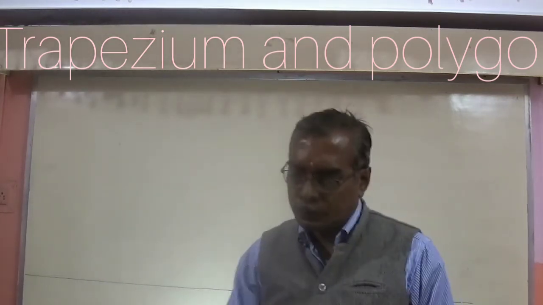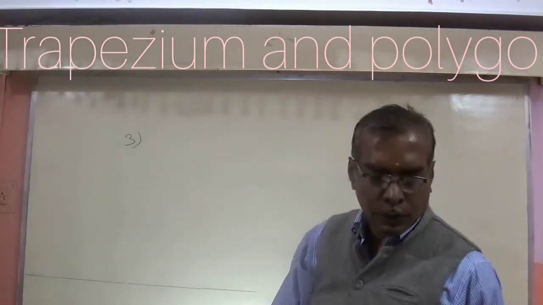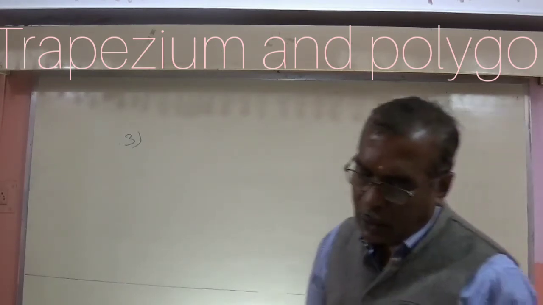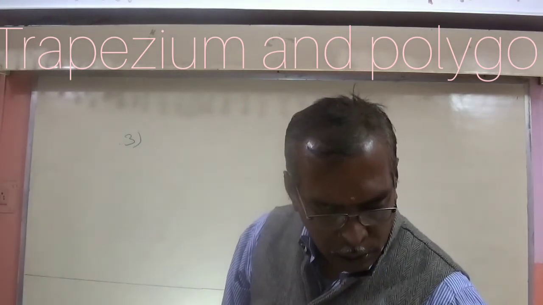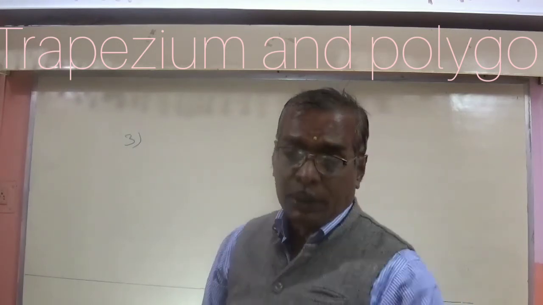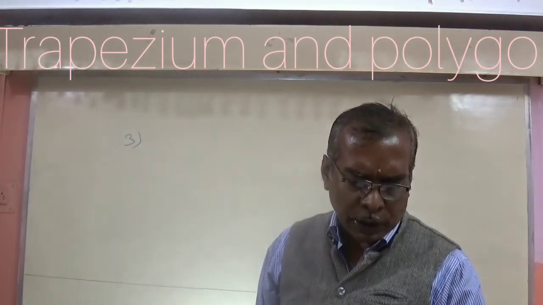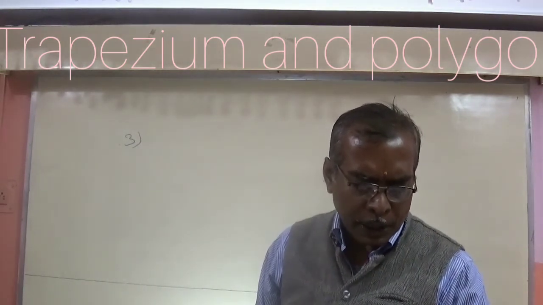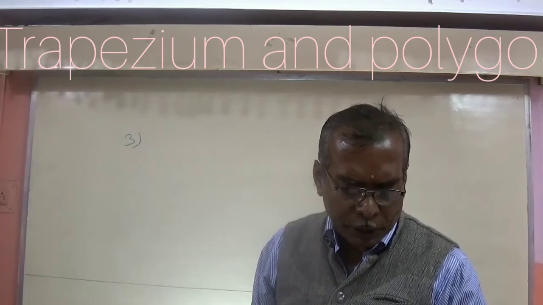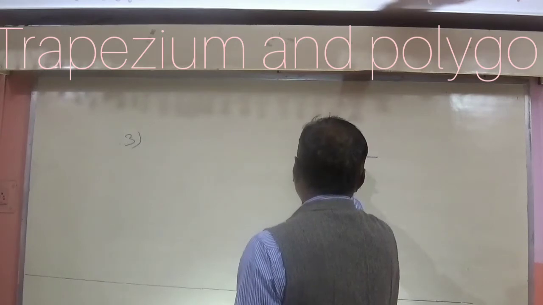Question number 3. Find the area of a trapezium whose parallel sides are 38.7 and 22.3. Okay? No. Question number 3. The shape of the top of the table is given in the diagram. There is no need to draw the diagram in your copy again. The surface of the top of a table is in the shape of a trapezium. The parallel sides are 1 meter and 1.4 meter, and the perpendicular distance between them. This is actually the shape of the top of the table.